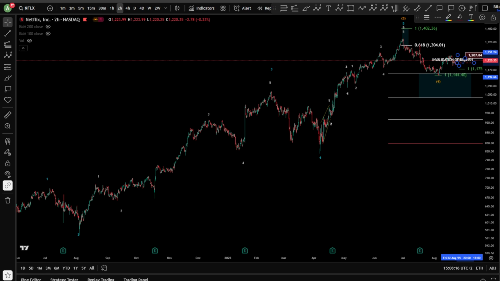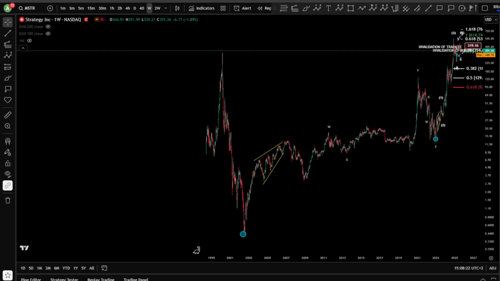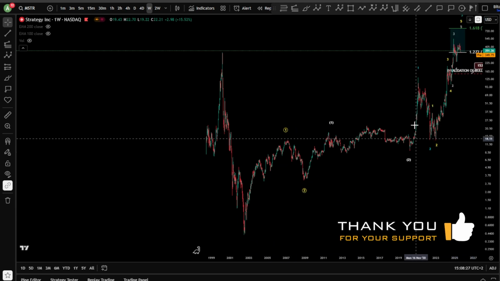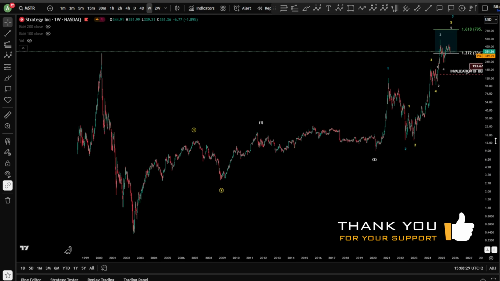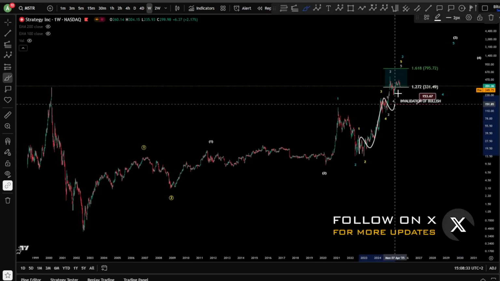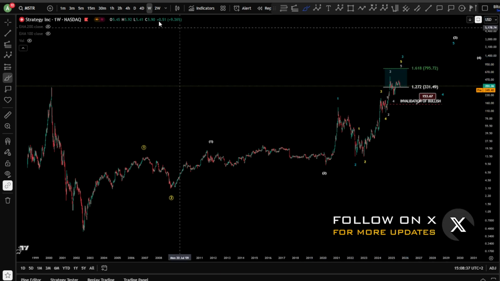Next one is MicroStrategy. For MicroStrategy, we're going to start on the weekly, where we have our scenario as a 1-2, 1-2, and another 1-2 in the blue scenario, finally unfolding the wave 3 in the yellow, 1, 2, 3, 4, 5, still unfinished. You are in the wave 5 of the wave 3.